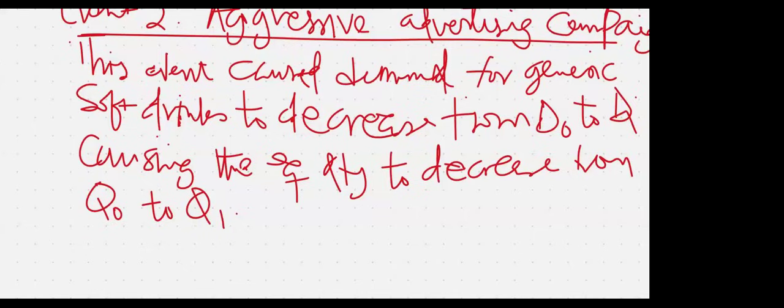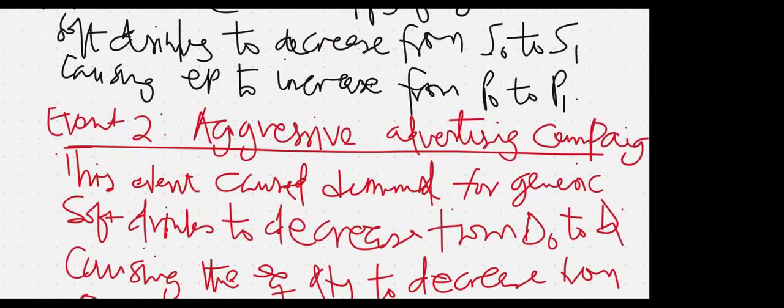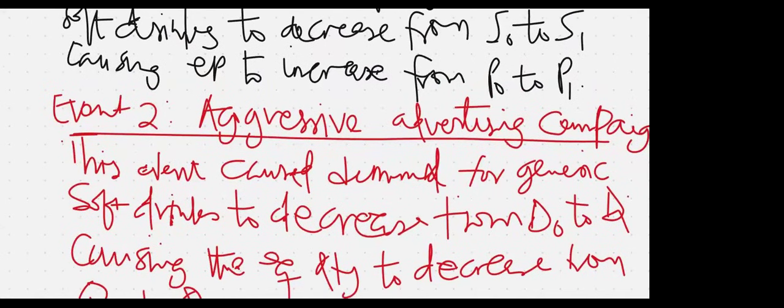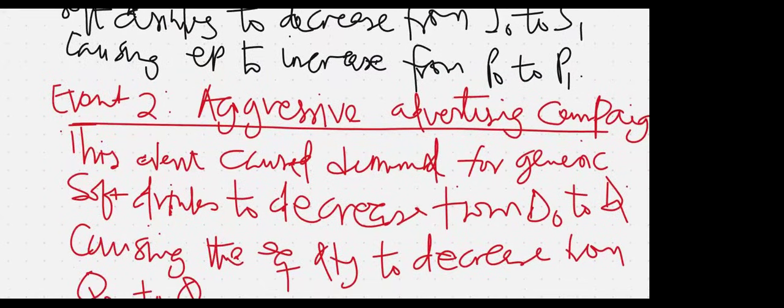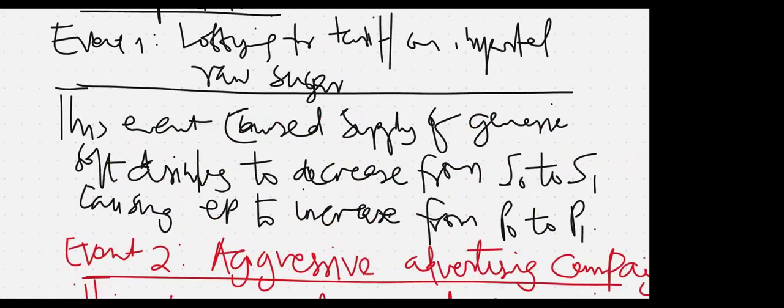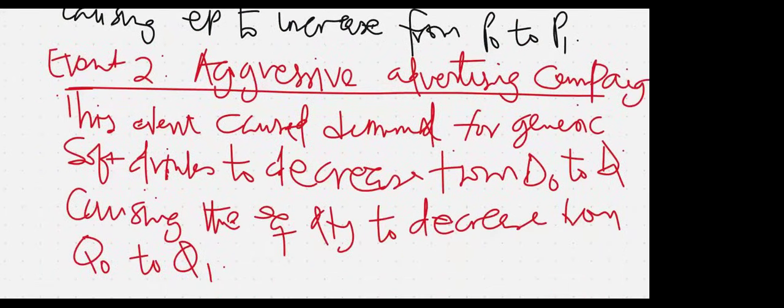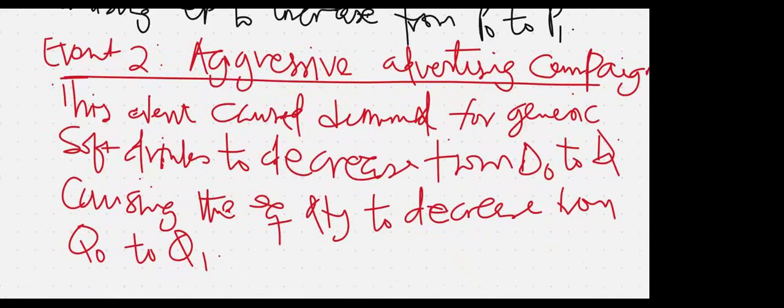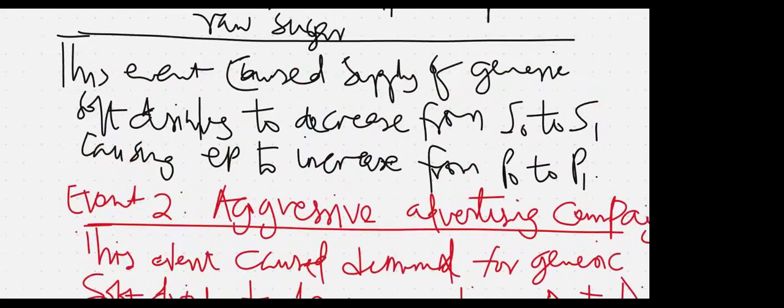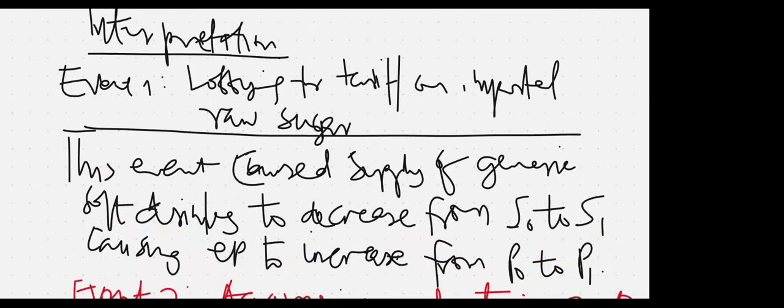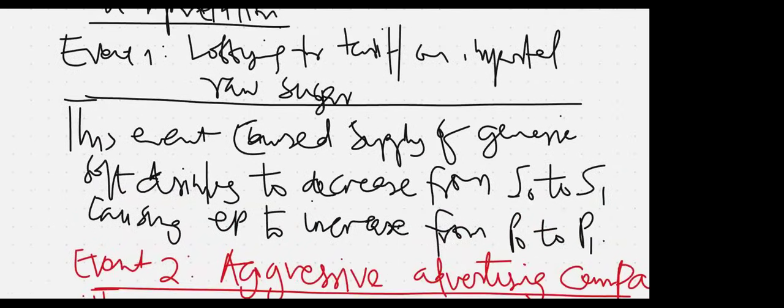So the last step says you give the interpretation, because you should find how these events impact equilibrium price and quantity of generic soft drinks. So these are the steps. Event 2, aggressive advertising campaign: this event caused demand for generic soft drinks to decrease from D0 to D1, causing the equilibrium quantity to decrease from Q0 to Q1. So the second event had impact on equilibrium quantity, whereas the first event had impact on equilibrium price. The first event affected supply and the second event affected demand.